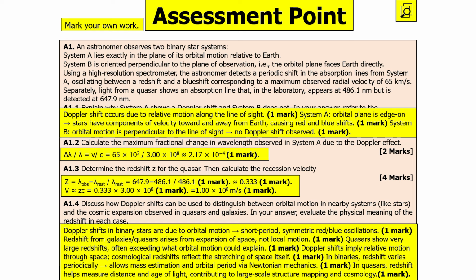Now, Doppler shifts in binary stars are due to orbital motion, their short period, and the symmetrical red and blue oscillations. The redshift from galaxies and quasars arises from the expansion of space, not local motion. So quasars show very large redshifts, often exceeding what orbital motion could possibly explain. Doppler shifts simply apply relative motion through space. Cosmological redshifts reflect the stretching of space itself. In binary star systems, redshifts vary periodically, allowing mass estimation in orbital period via mechanics. In quasars, the redshift helps measure distance and age of light, contributing to large-scale structure mapping and cosmology.